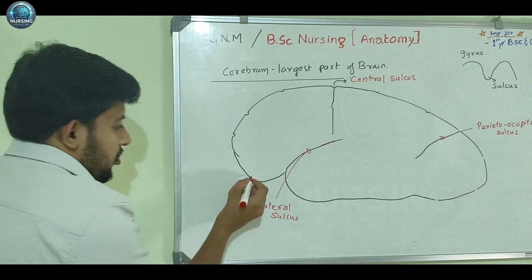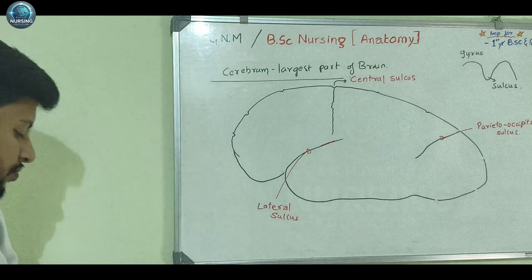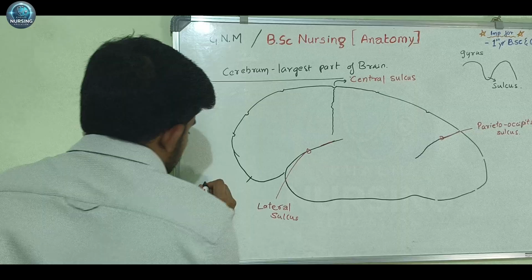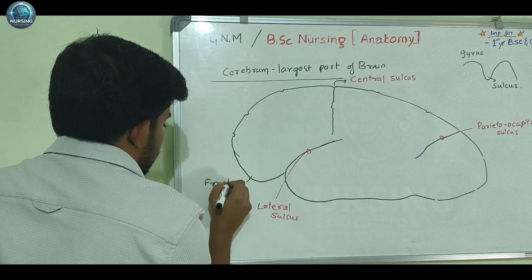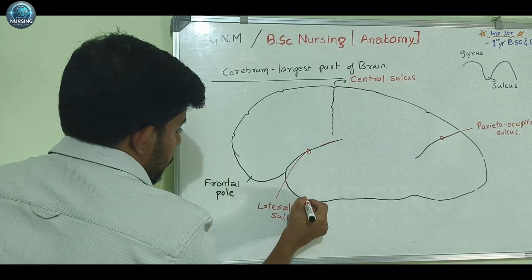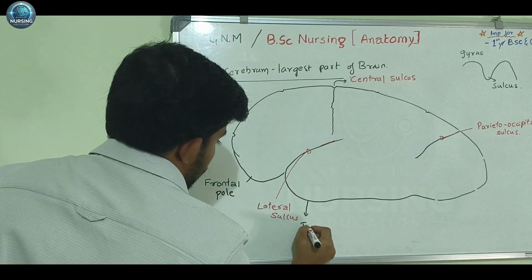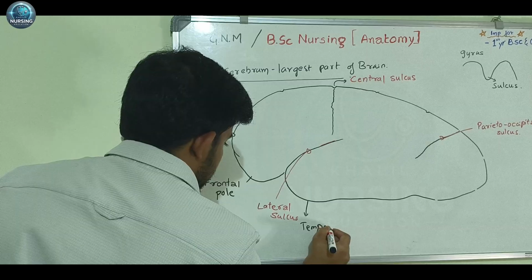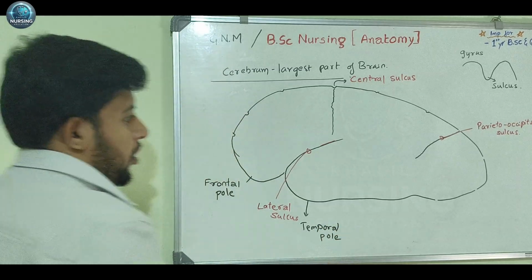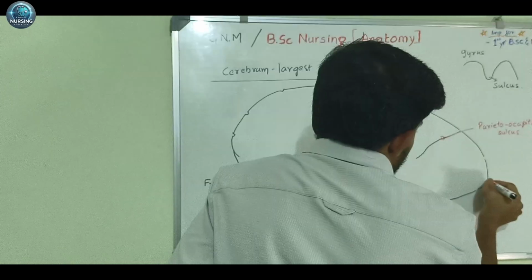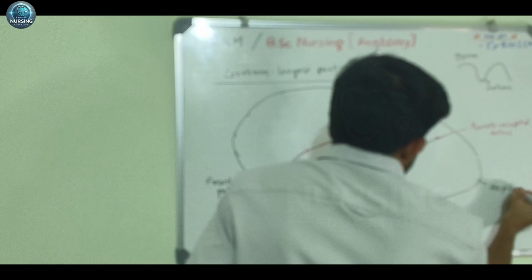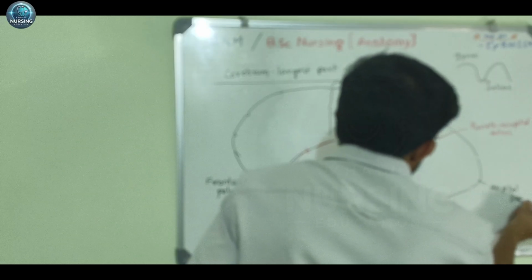Next, there are the poles. This pole is called the frontal pole. This pole is called the temporal pole. And this pole is called the occipital pole.